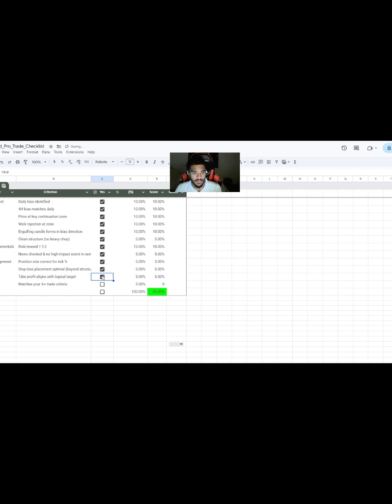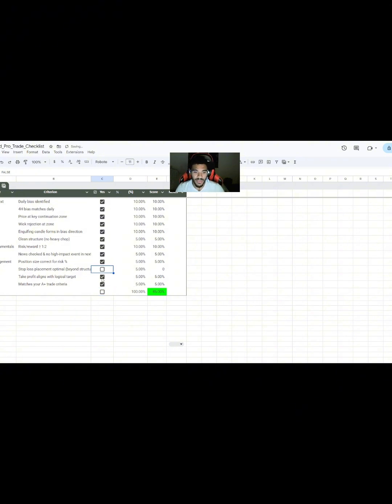Take profit aligns with my logical target, which is essentially an area of the chart where I think price could go up to and reject off of, and then it matches your A+ criteria, which would give me a 90% trade. Nothing is 100%. I can click this, but it does not add. Okay, so I've got it at 90 for a reason, because nothing is 100%. 90% just means it's a very good trade, but not 100% going to go in my direction. So that's why I've left it at that.